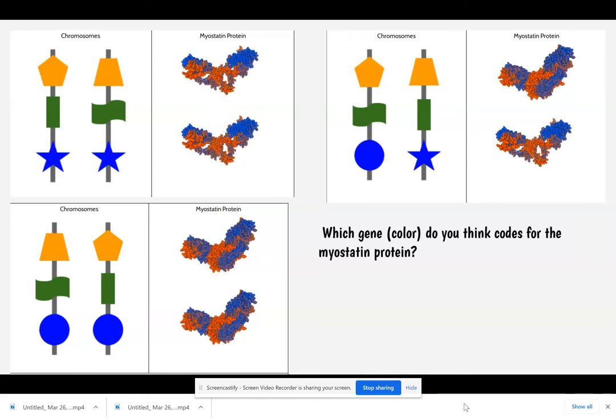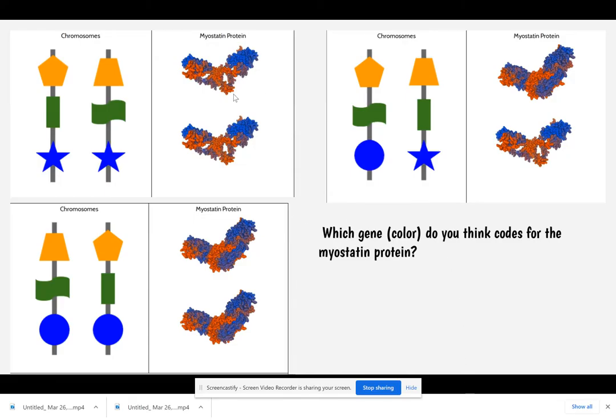Now that we have made the connection between myostatin proteins and phenotype, now let's see if we can connect the myostatin protein phenotype to the genes and the alleles. So looking at this screen, comparing the myostatin proteins to the chromosomes, what gene color do you think codes for the myostatin protein?